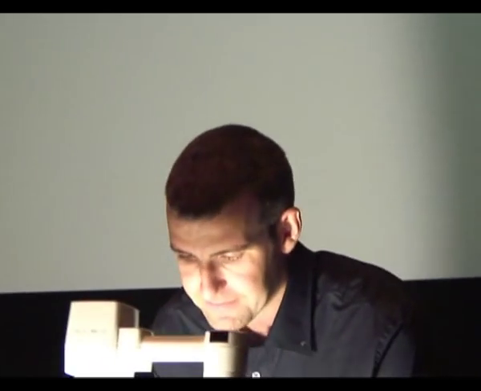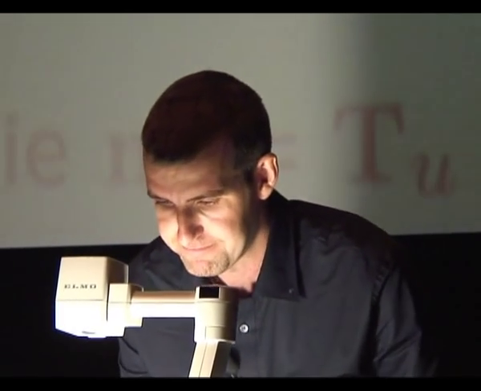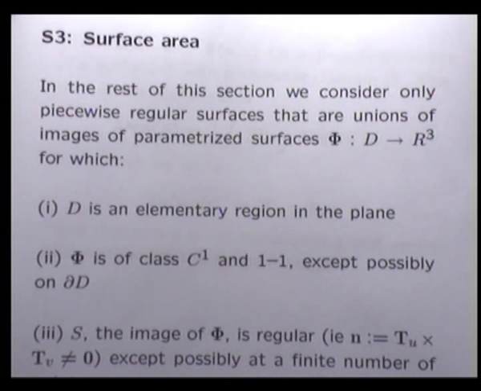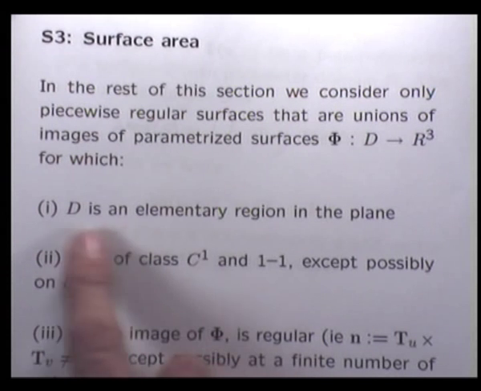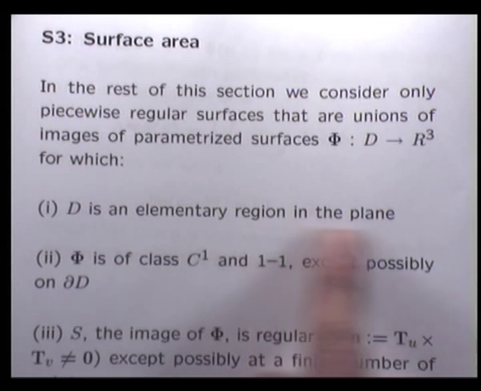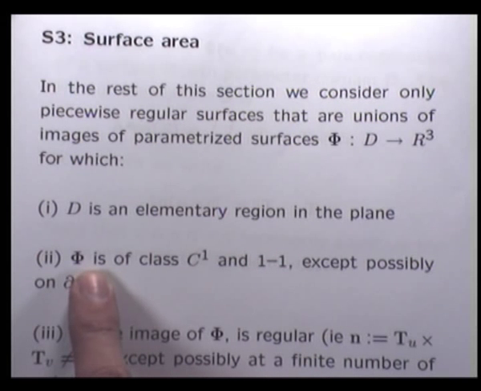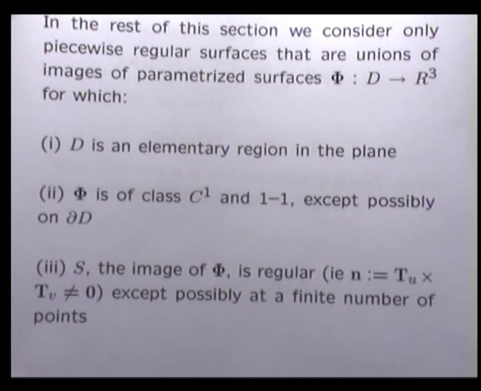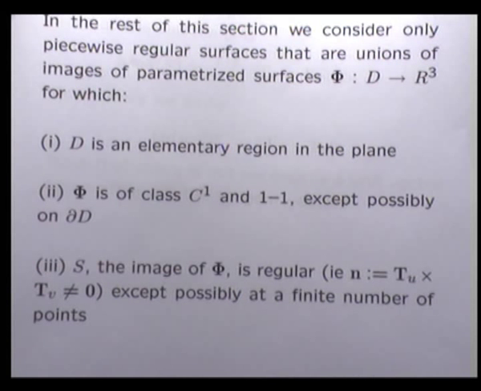Okay, so anyway, I've talked about this, and throughout we make the following assumptions. We assume that the domain of our parameterization is an elementary region in the plane. The parameterization itself is nice and smooth and one-to-one, except possibly on the boundary of the parameter domain. And the surface itself is so-called regular. In other words, the cross product of the tangent vectors is non-zero, except possibly at a finite number of points.